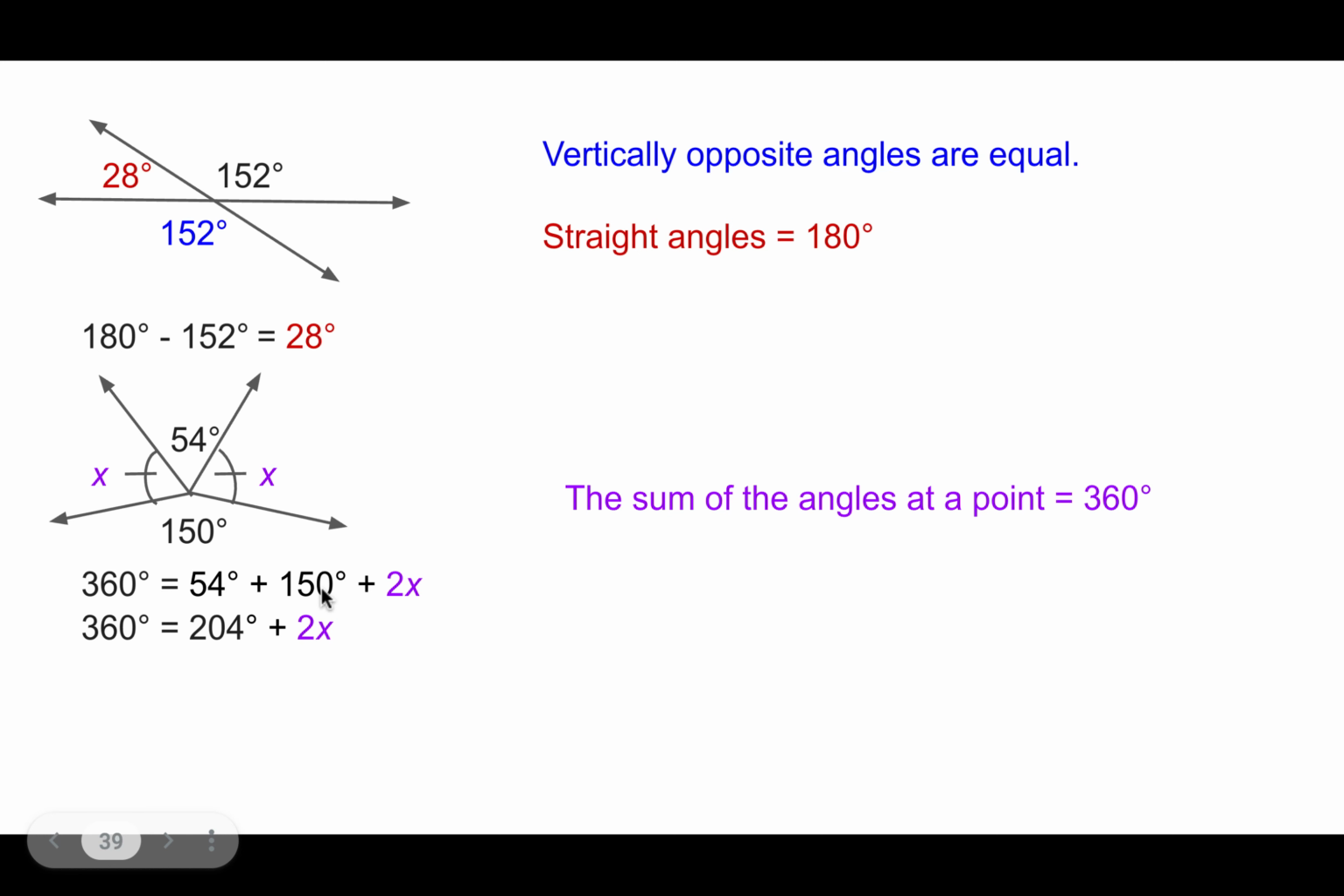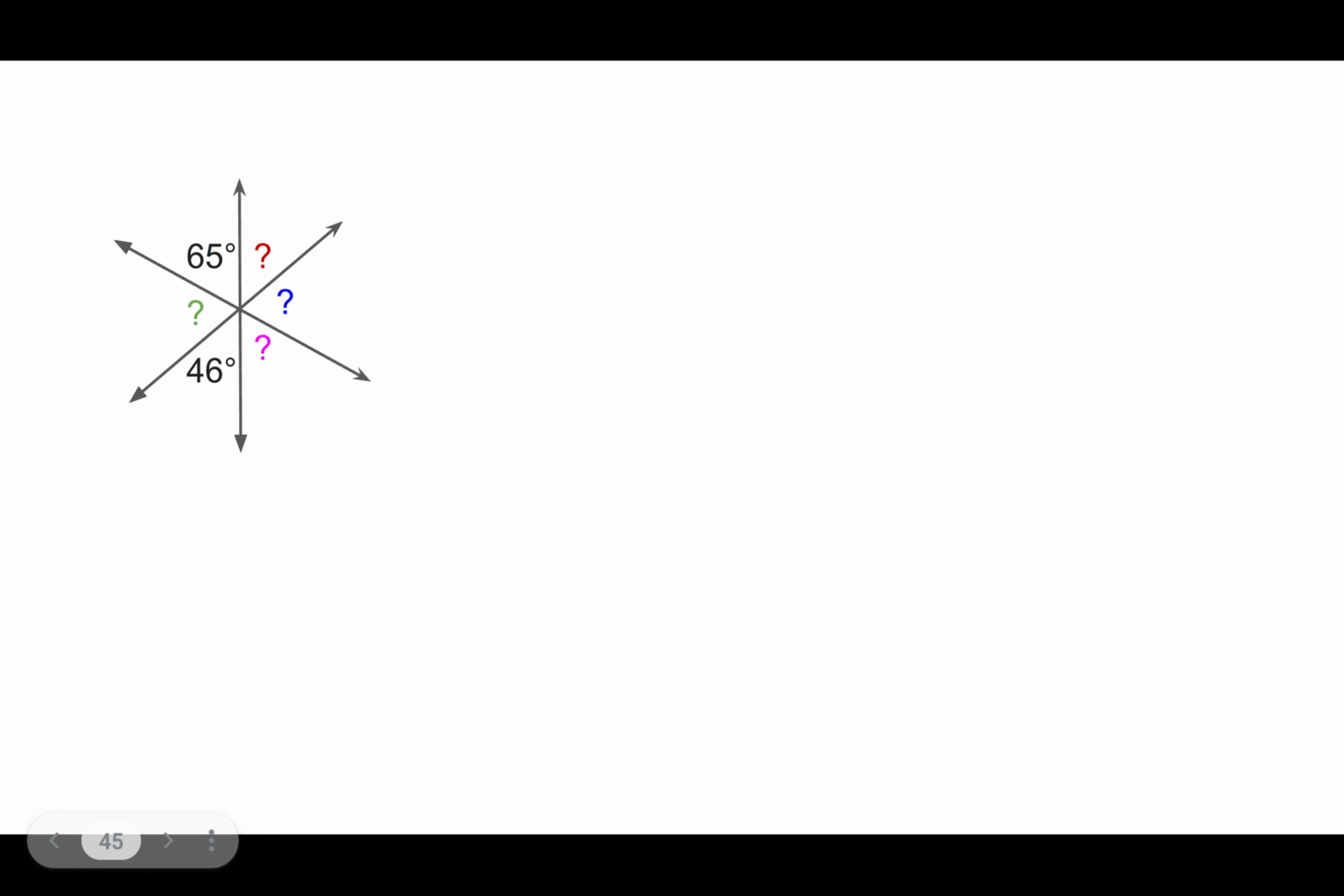I add my 54 degrees and 150 degrees, and I get 204 degrees. Subtract from each side, and 156 equals 2x. Divide each side by 2, so x equals 78. Therefore, both of these measurements are 78 degrees.